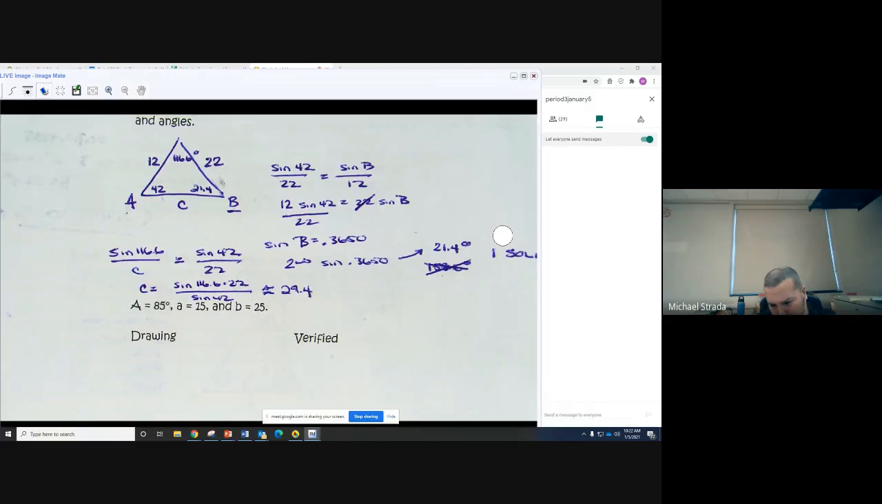Everybody good thus far? Any questions at all? Everybody follows why we can eliminate the 158.6? Why we only have one solution?